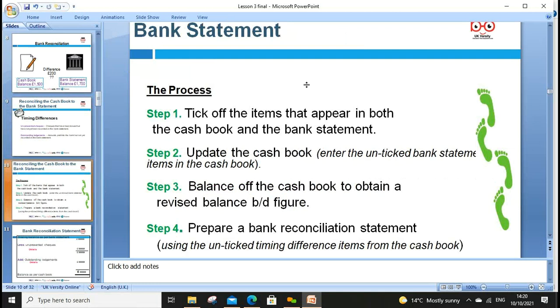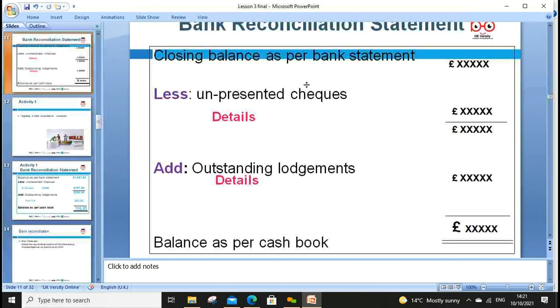Okay. So always when you do the bank reconciliation, tick off the items that appear in both statements, the bank and the cash book. We'll go through examples today, and you will see how we can reconcile the bank statements. So update the cash book, tick the bank statement, balance the cash book to obtain the balance brought down figure, and prepare the bank reconciliation.